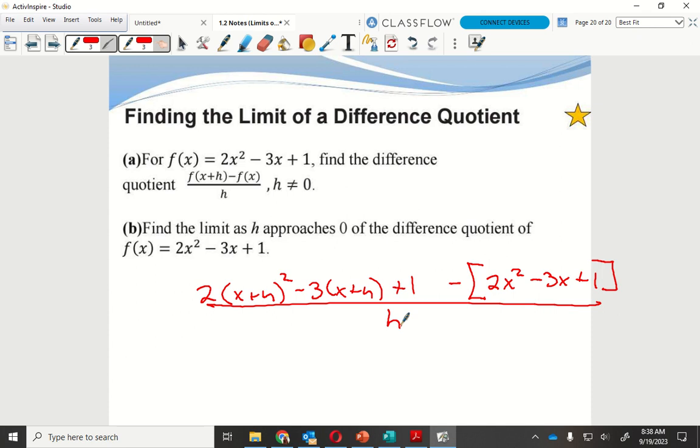Now, why did I put a bracket right there? I could have used a parentheses too, but why did I put that in front of my f of x? Why didn't I just write it there? You have to subtract the entirety of the function. Because if I did not put a parentheses or a bracket right here, you would only be subtracting the first term in this polynomial. Bracket or parentheses.